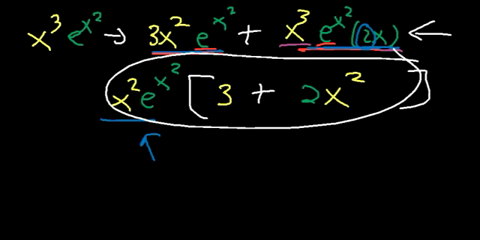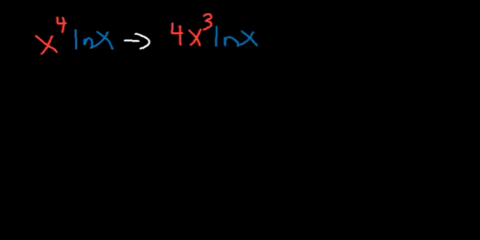So let's try one more example using the product rule. Let's say if we wish to differentiate x to the 4th ln x. Once again, differentiate the first part. X to the 4th becomes 4x cubed. Keep the second part the same, and then plus, keep the first part the same, and then differentiate ln x, which becomes 1 over x.